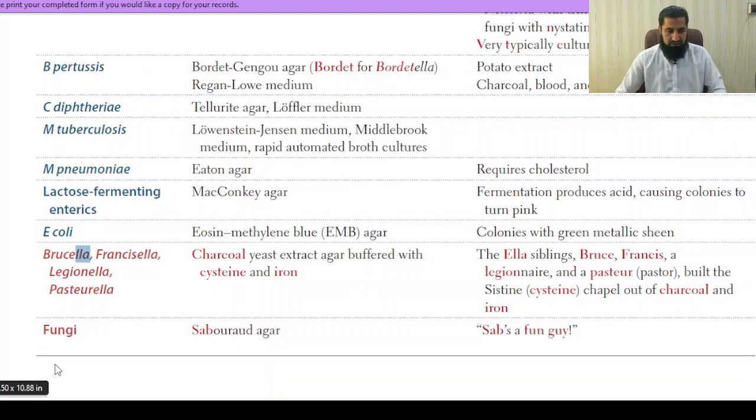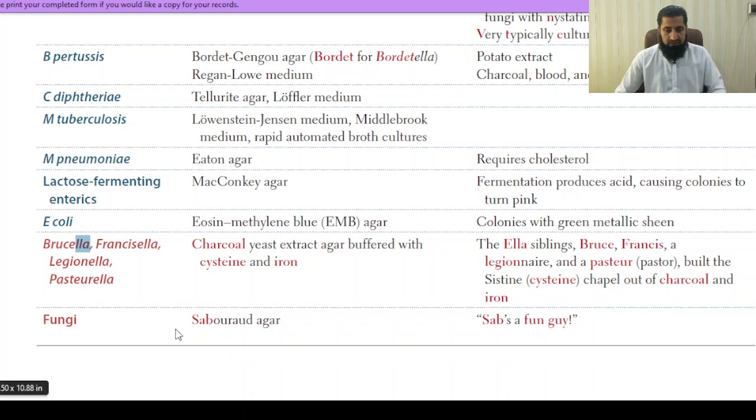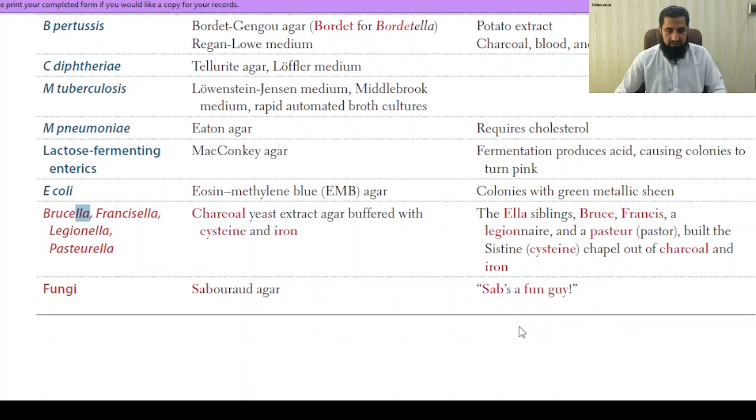Fungi: Sabouraud agar is used for fungal growth. This is how to remember: Sabs are fungi. Sabouraud is a fun guy.